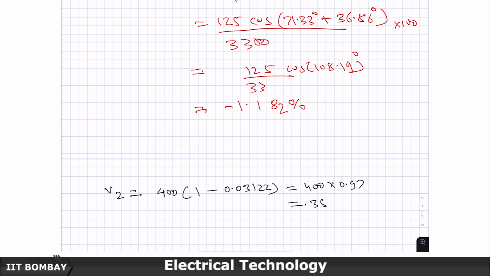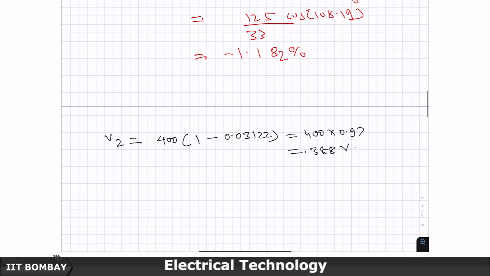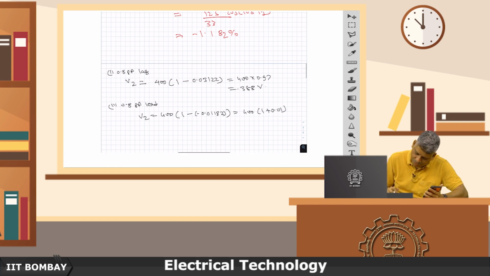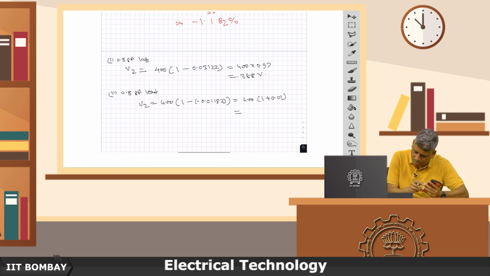That is around 388 volts will be available in the case of 0.8 power factor lag. Now, in case of 0.8 power factor lead, V2 will be 400 into 1 minus the per unit voltage regulation, which is minus 0.01182, which is approximately 400 into 1 plus 0.01, which is going to be 404 volts or so.